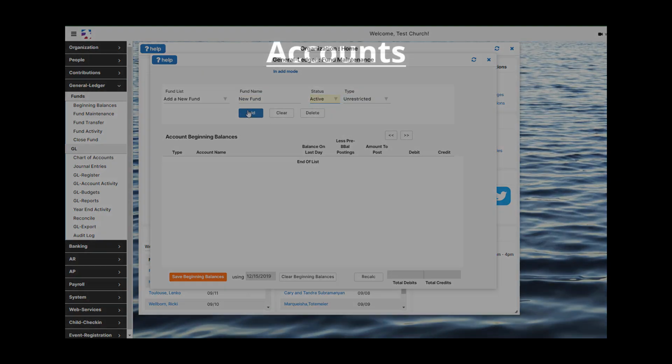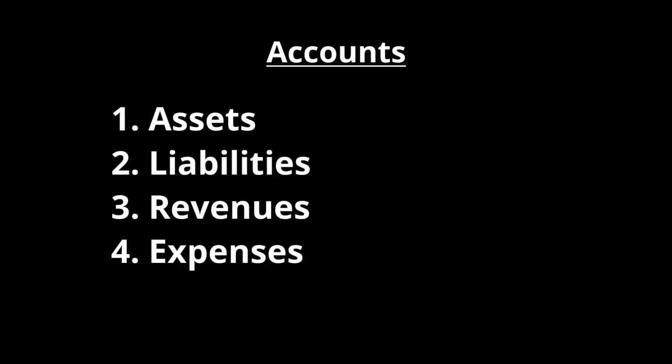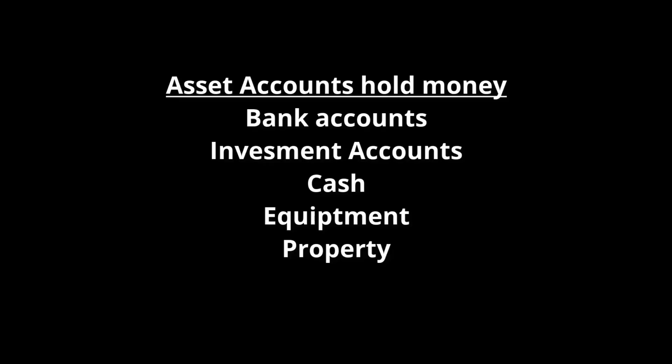Last, we have accounts. There are four main account types: assets, liabilities, revenues, and expenses. These four account types make up the chart of accounts. Asset accounts hold the money. These are your bank accounts, investment accounts, cash, equipment, or property that you own.